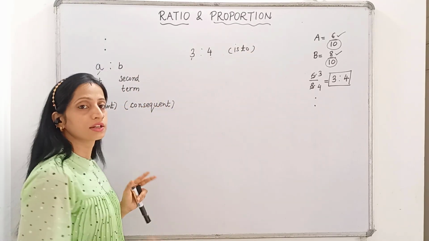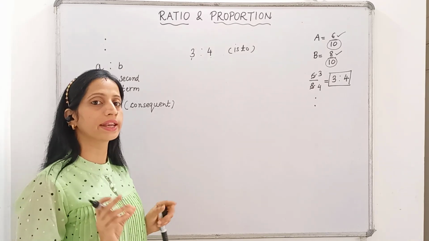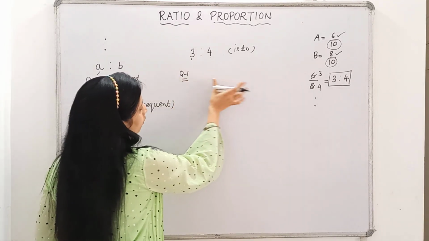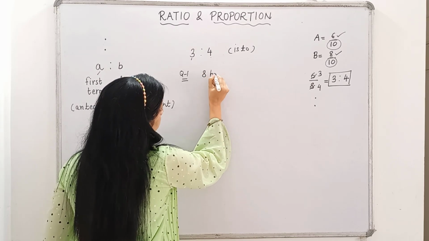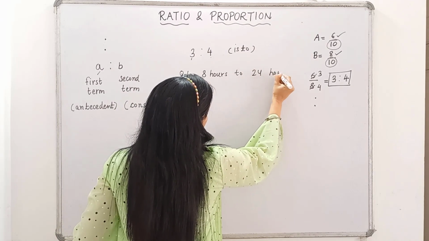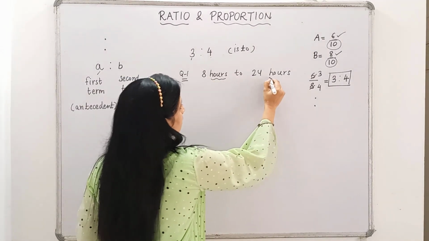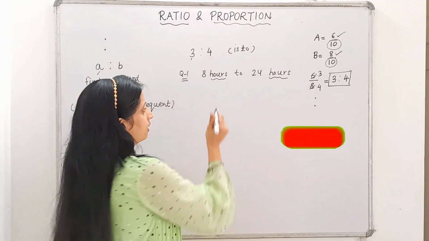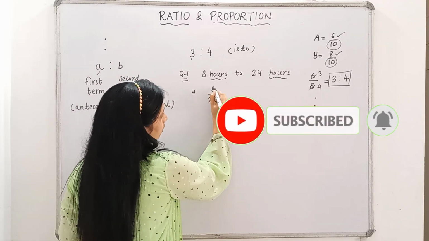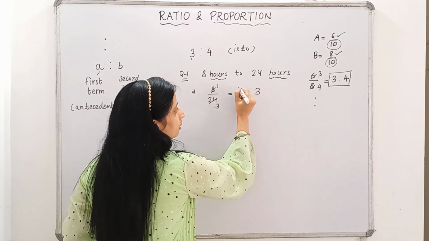Now, the thing is, we can compare two quantities and two numbers if and only if they are expressed in the same unit. For example, let's take one question. We have to find out the ratio of 8 hours to 24 hours. Now you can see that here the units are the same. Both are expressed in the same unit, that is hours. So it's very simple. We can compare it easily. 8/24. 8 1s are 8, 8 3s are 24. So the ratio will be 1:3.